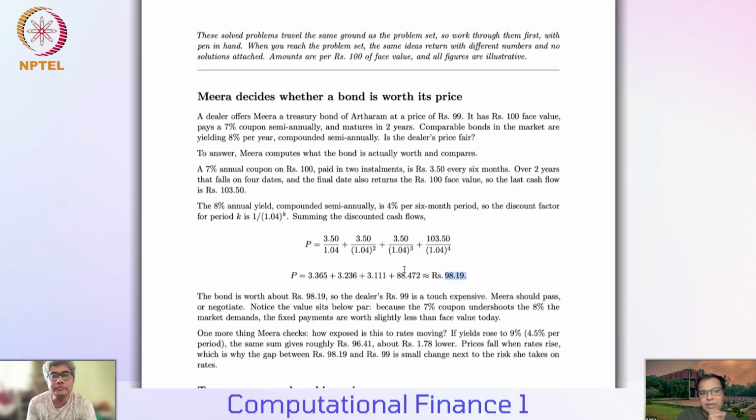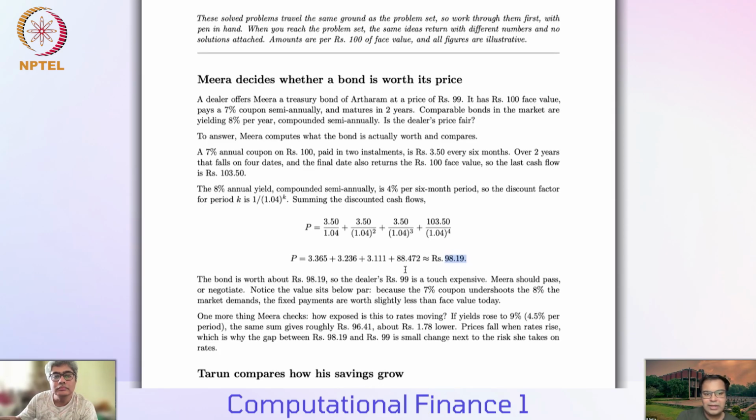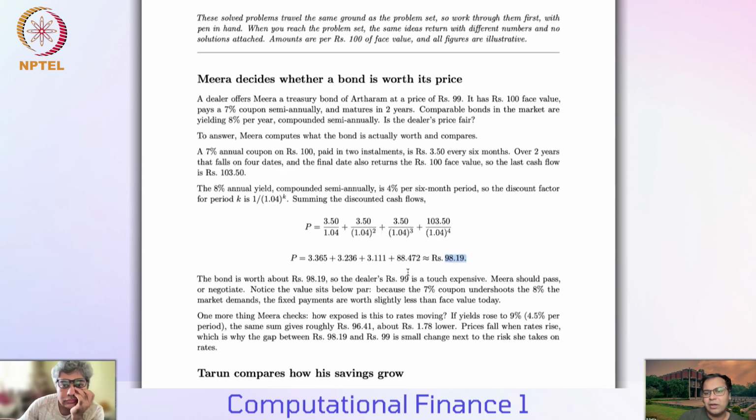In this example also, we can think about one thing. Suppose the comparable bonds, rather than trading for 8% per year, change to 9% per year, right? Then how exposed would this bond be to the rates moving? You can do the same formula again, and instead of 0.4 you will have 0.45. If you do the same calculation again, you end up getting 96.41, which is 1.78 lower compared to earlier, right?